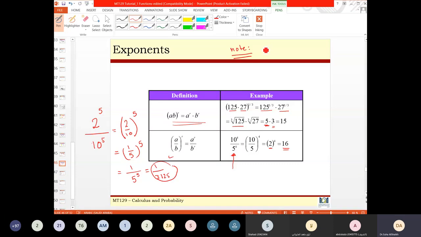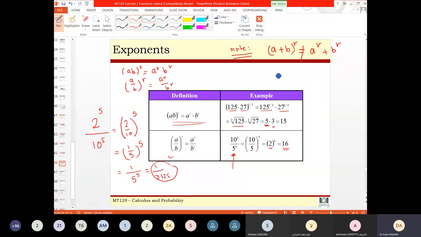Note one important thing. The power is distributed over multiplication, and the power can be distributed over division. It can be a to the r, b to the r. But can I do this with a plus b to the power r? Can I say this is equal to a to the r plus b to the r? No. This is wrong. No.